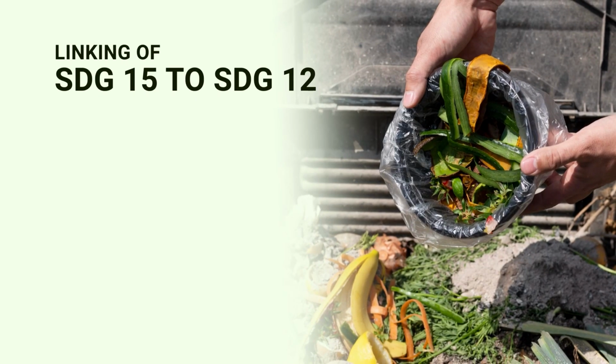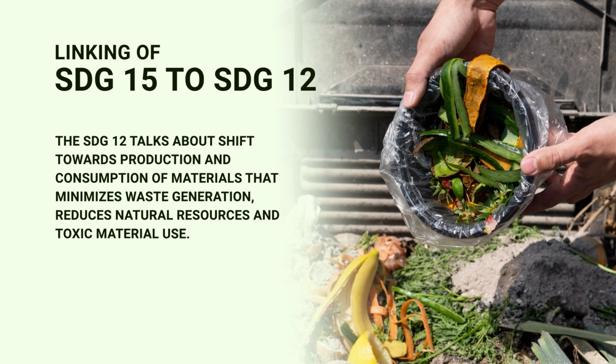Then we shall talk about the linkage between SDG 15 and SDG 12, that is sustainable consumption and production. If we talk about sustainable production and consumption patterns, then that will lead to minimization of waste generation and reduce dependence on the natural resources, and at the same time less toxic material is produced. So less pollution is liberated, and the burden on the natural resources will be reduced.